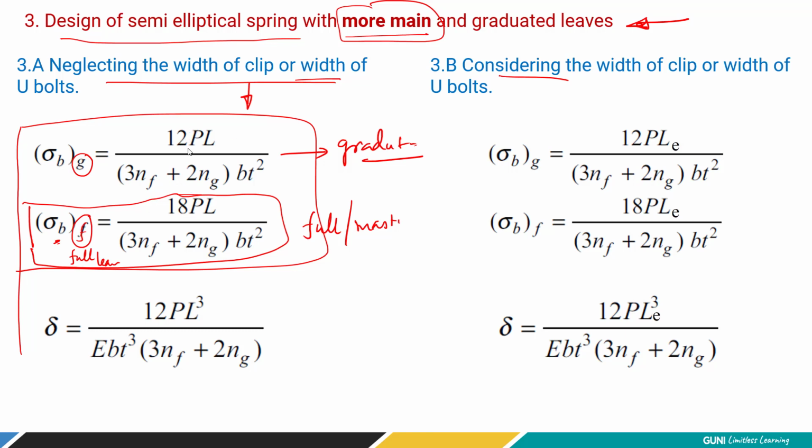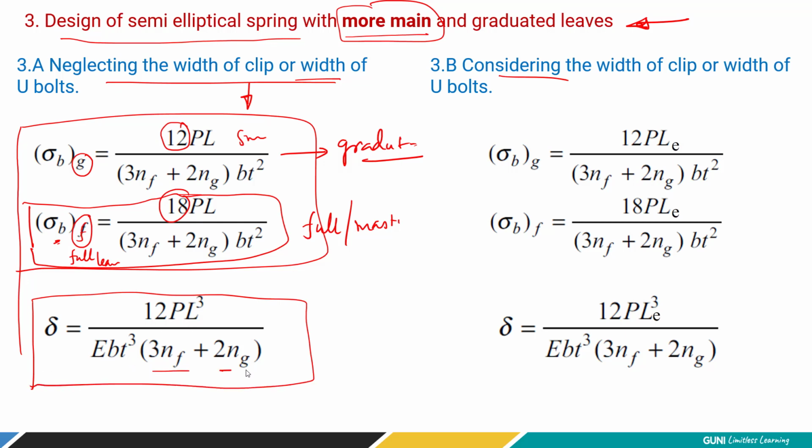Here the only difference is this one. Here it is 12, here it is 18. The only difference is 12 and 18. 12 means for smaller graduated leaves and 18 for the full or master leaves. If you consider the deflection, again it is 12 PL cube by E B T cube.